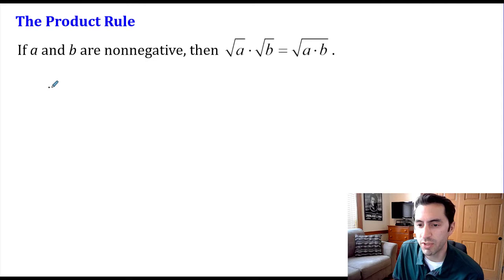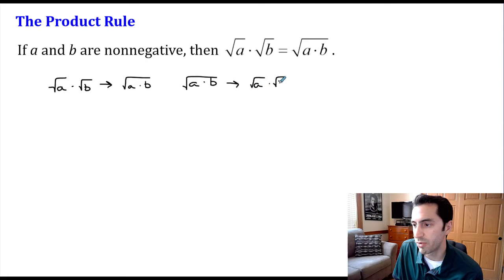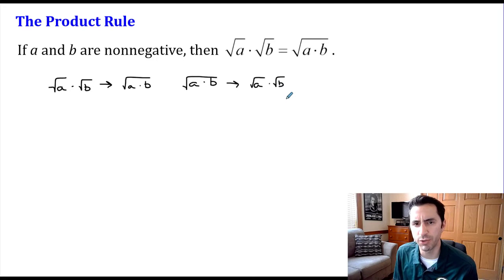So if I have two separate radicals, if I have the square root of a times the square root of b, I can combine those together into a single radical and have the square root of a times b. But because of the symmetry of an equal sign, we can go the other direction as well. So if I start with the square root of a times b, I can use the product rule to separate those into the square root of a times the square root of b. Okay, so that's very useful.